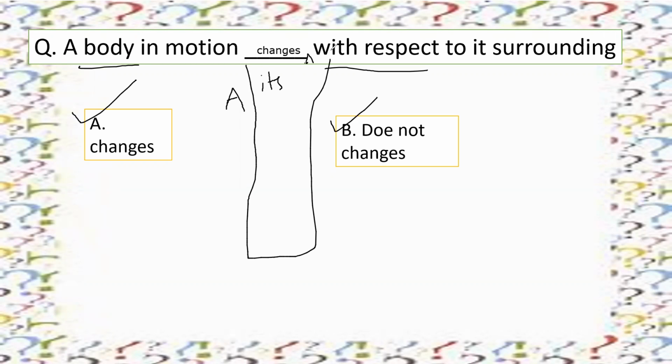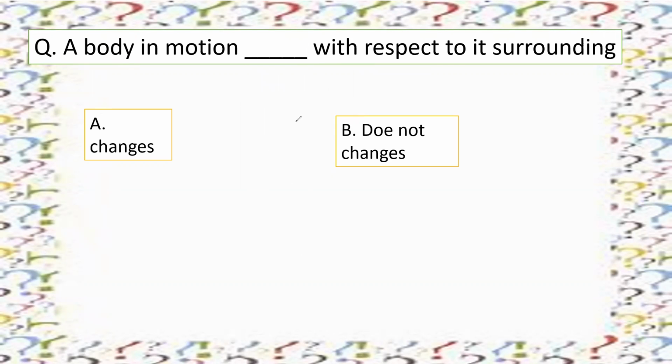There are so many mistakes in these slides because we have less time to make the slides. A body in motion changes its position. Okay, so I thought you got it right because here is motion, and you know that in motion things move. So changes could be the answer, but the mistake is of the question only. So we are sorry for that. If you got it wrong, then also no problem.